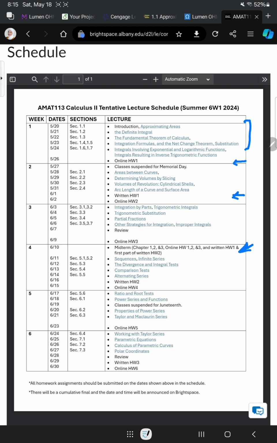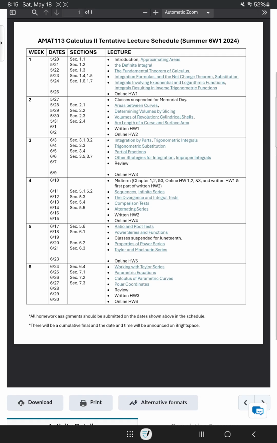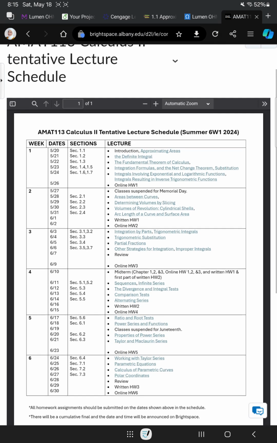The midterm is going to be the first Monday of the 4th week. It's going to cover chapters 1, 2, and 3, the online Lumen homework 1, 2, and 3, and written homework 1 and part of written homework 2. I'll post more details about it before the midterm. Also, these are all links that you can just press to get to the section in the book directly, so I thought that would be useful for you. And the final is, like I said, cumulative, which means everything is included in the final.